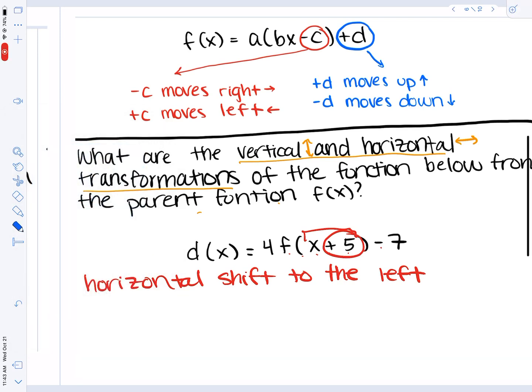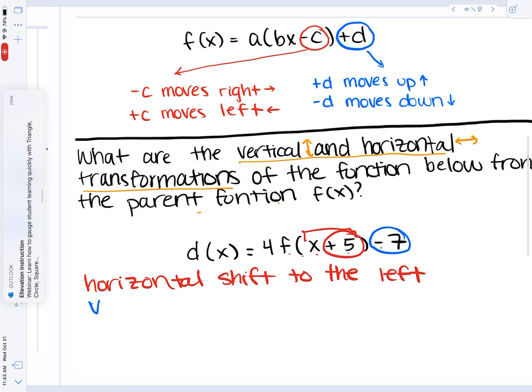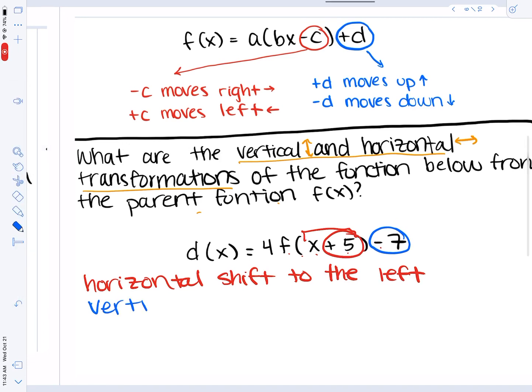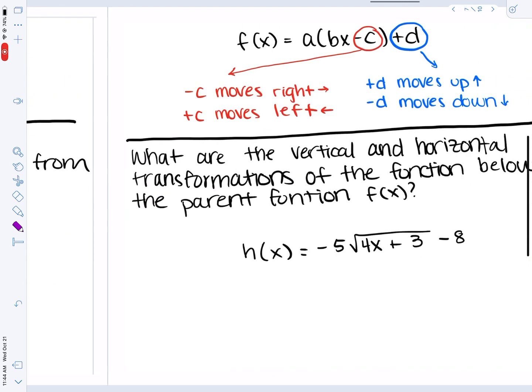Then now we're looking for our d value. Which number is my d? Very good. Negative 7. Negative 7 means the graph moves down. It's a vertical shift down because it's negative. Very good. And remember, this 4 right here doesn't matter for today's lesson. It's not important. We're only paying attention to the c and the d.